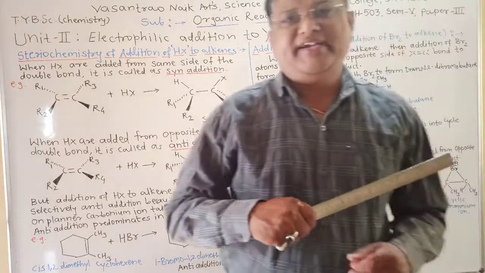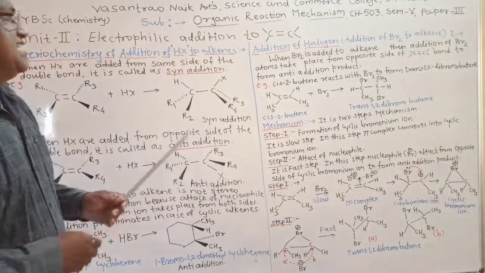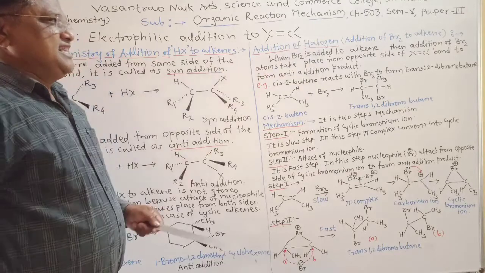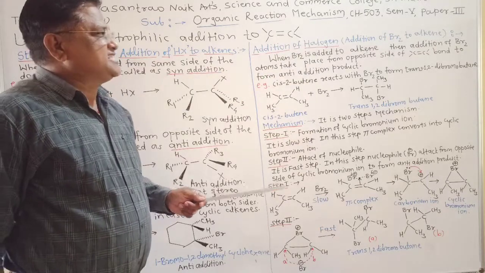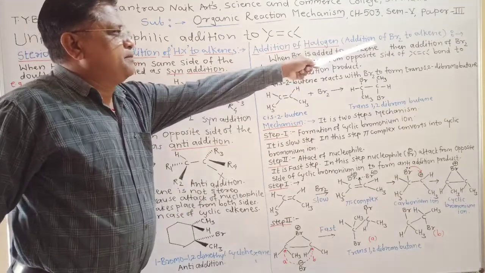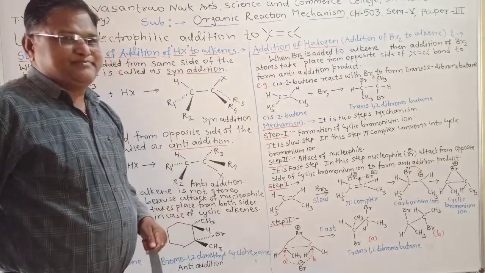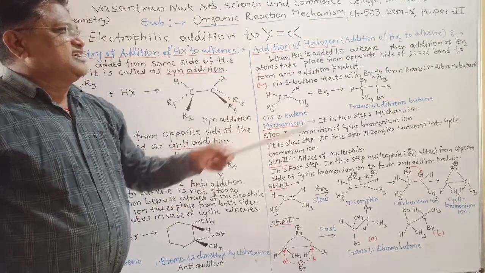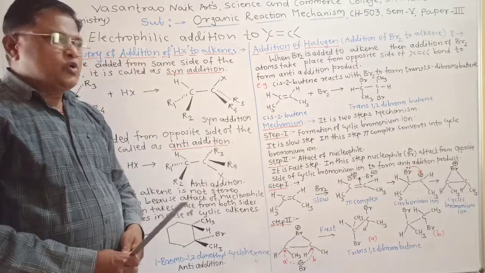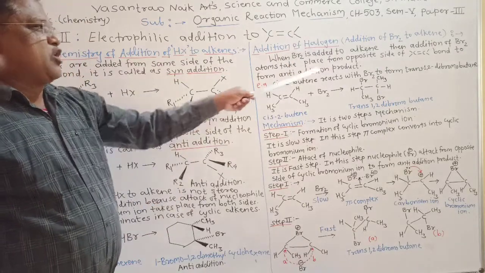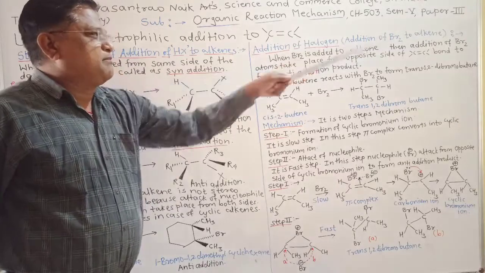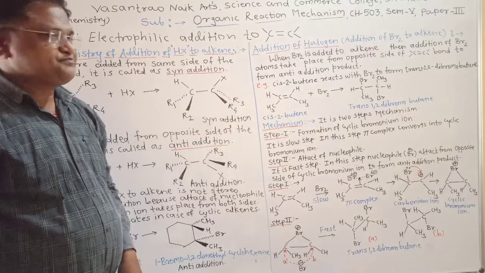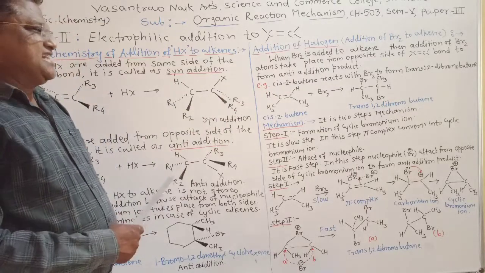Now the next point of this unit is addition of halogen. The example of addition of halogen is addition of Br2 to alkene. When Br2 is added to alkene, the addition of Br2 takes place from opposite side of carbon-carbon double bond to form anti-addition product.